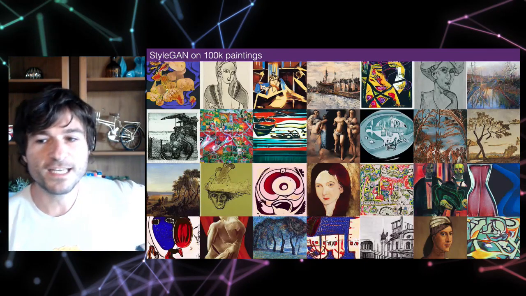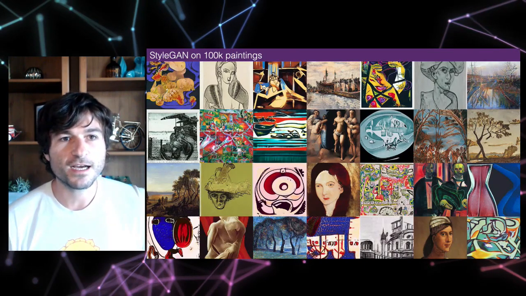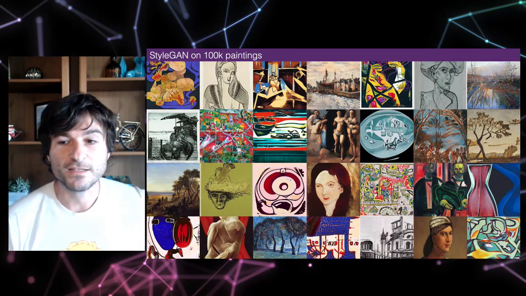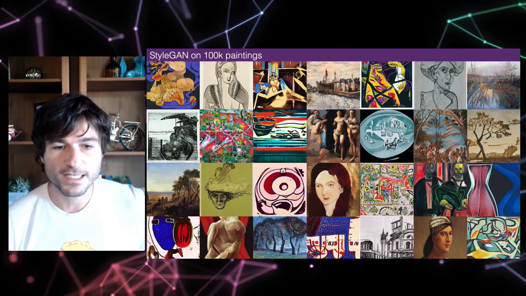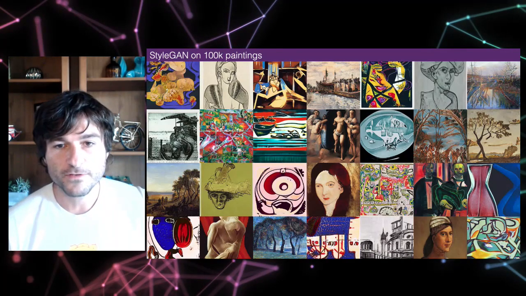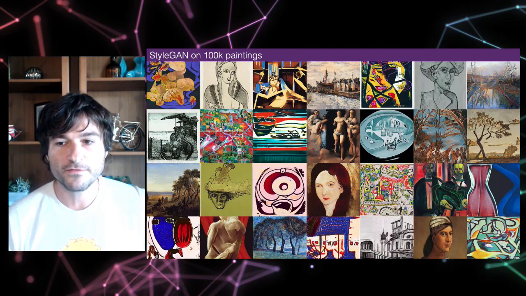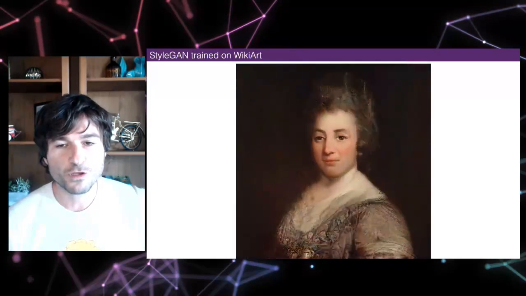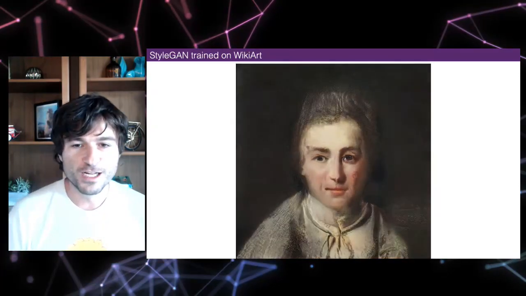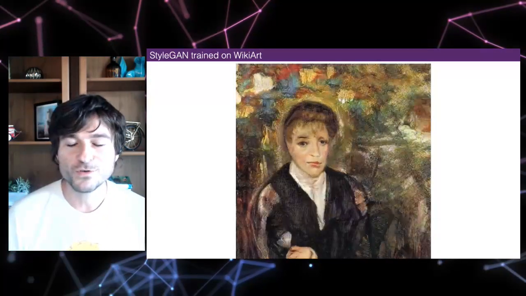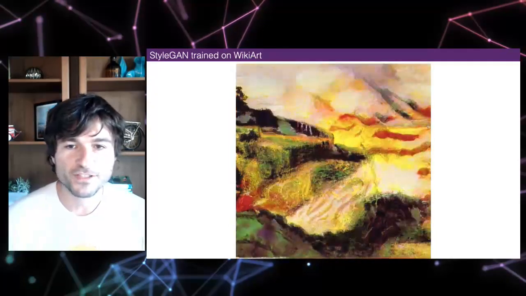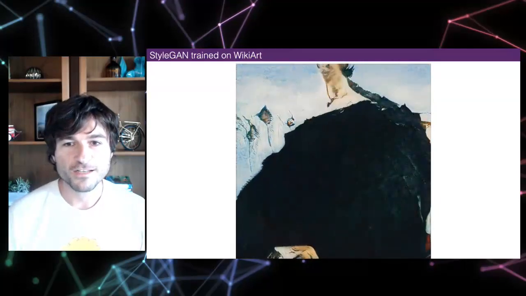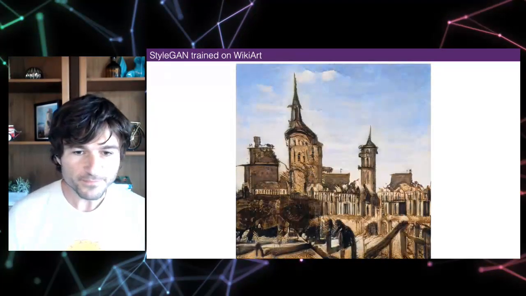My most recent use of these, I trained again on around 100,000 paintings collected from a website called WikiArt. And WikiArt is this open source collection of hundreds of years worth of art. And you can see that it's capable of synthesizing what looks like medieval portraits, to document archives, to landscapes, to photographs, to all sorts of genres inside this GAN.